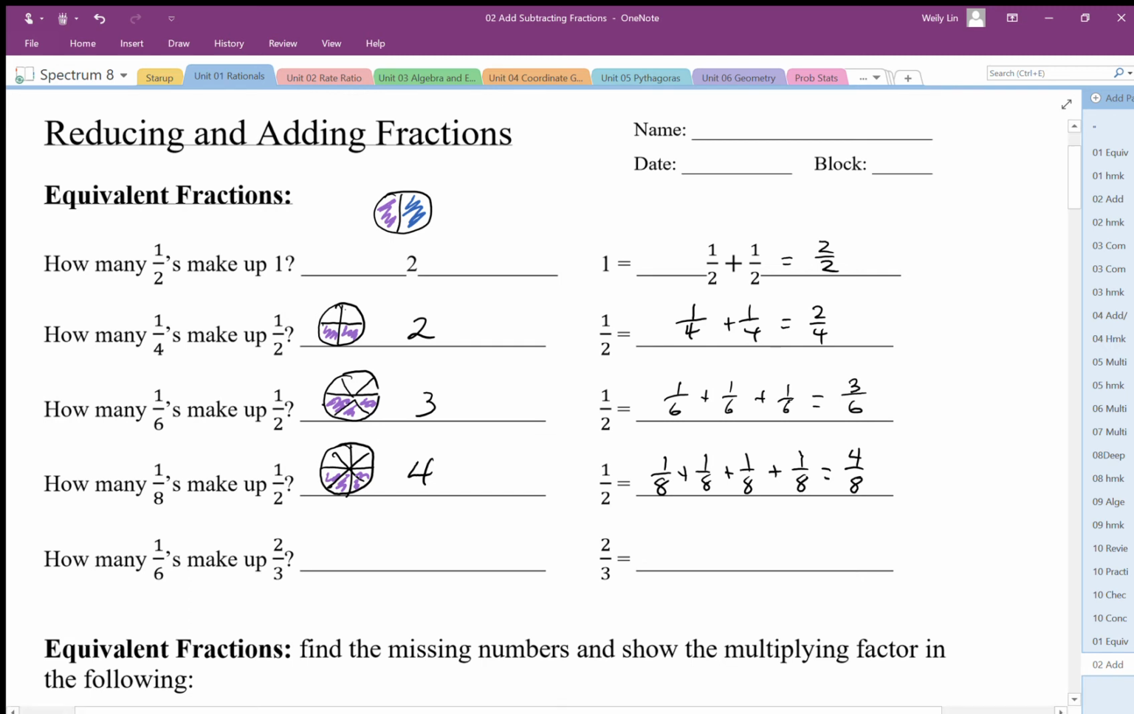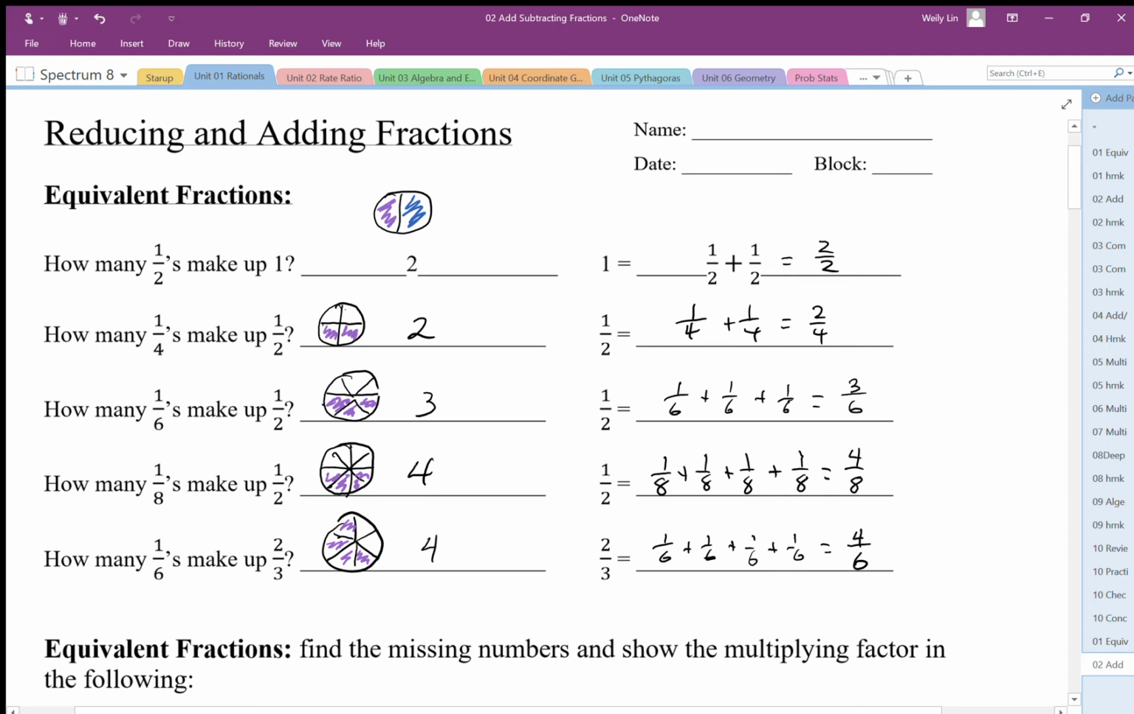And then finally we have 1/6. How many 1/6 pieces make up 2/3? Well, if I draw my 2/3 fraction here, and then I divide it up into 6, again I can count up, just shade it in. 1, 2, 3, 4. That represents 2/3. So again, I can say that 4 pieces make that up. So we end up with 1/6 plus 1/6 plus 1/6 plus 1/6. We can clearly see that's 4/6, and by proportion, that's the same as 2/3.